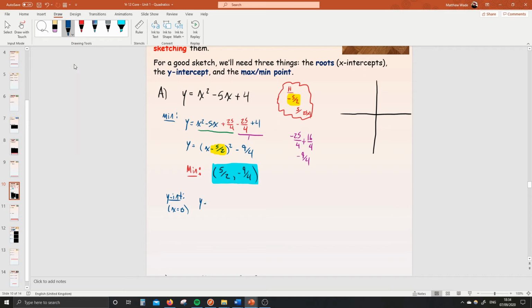So it'll be y equals 0 squared minus 5 times 0 plus 4, which means y is just equal to 4, right? Because the 0 ones just disappear. So bish bash bosh, you've got your y-intercept. Cool beans. Only one thing left for us to find.